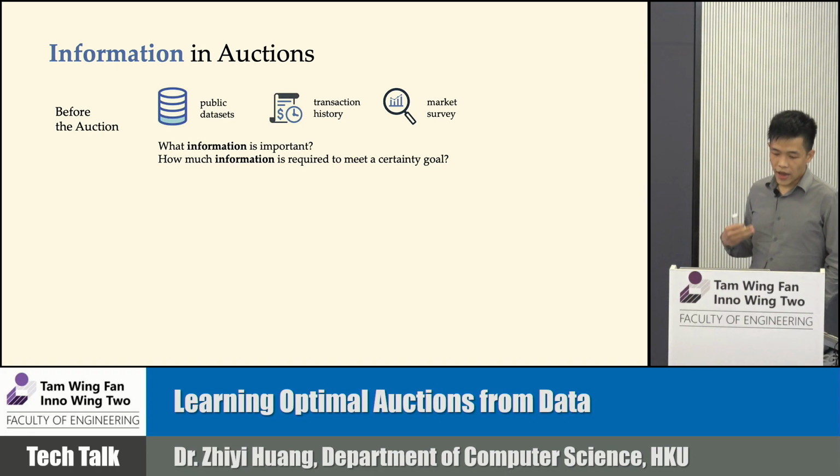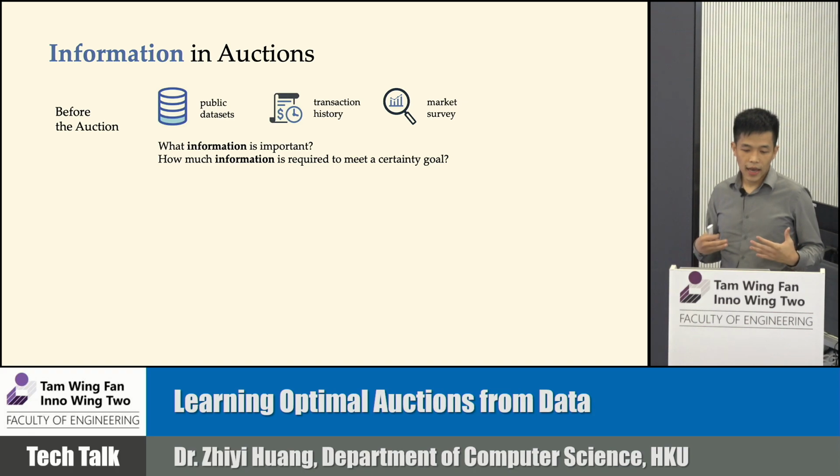And also, you can ask how much information, how much data is required to meet a certain goal. Let's say I want to maximize my revenue and at worst leave only 1% of the revenue on the table. I want to be 99% optimal.